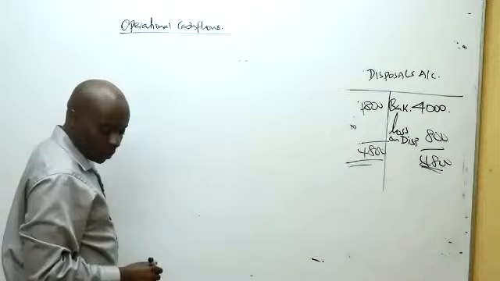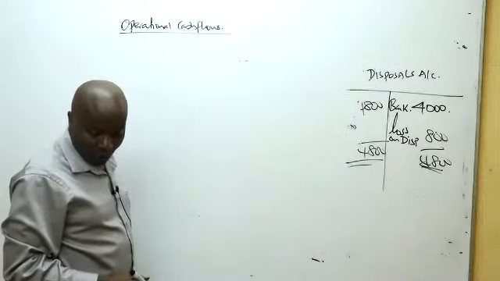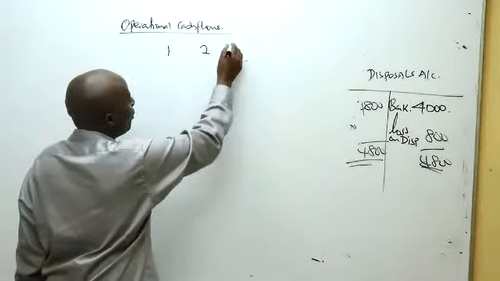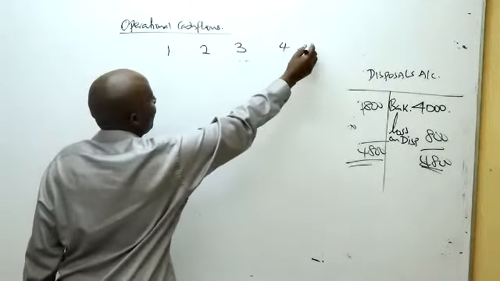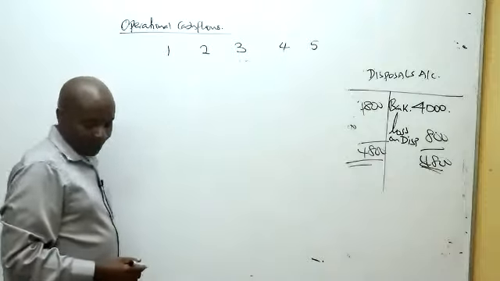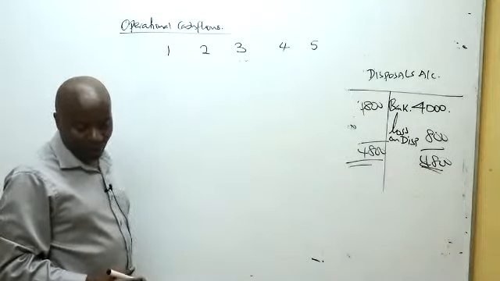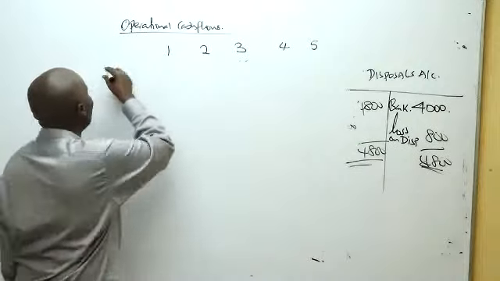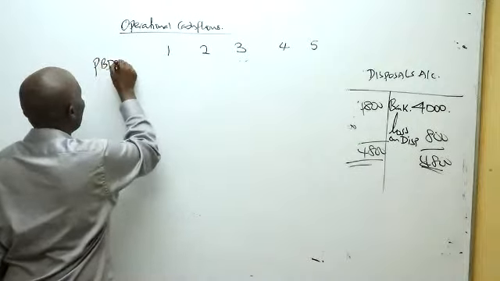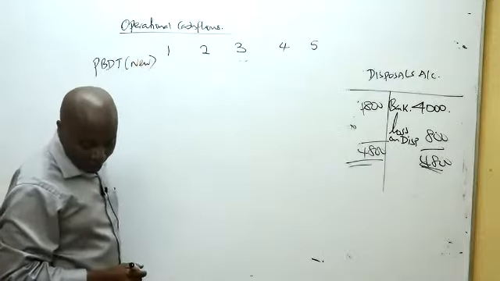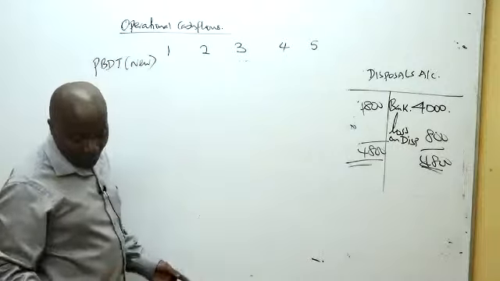Under operational cash flows, we have 5 years. They have given us year 1, year 2, year 3, year 4, year 5. I'm able to see the profit before depreciation and tax for the new machine. I can see 5,400 throughout.